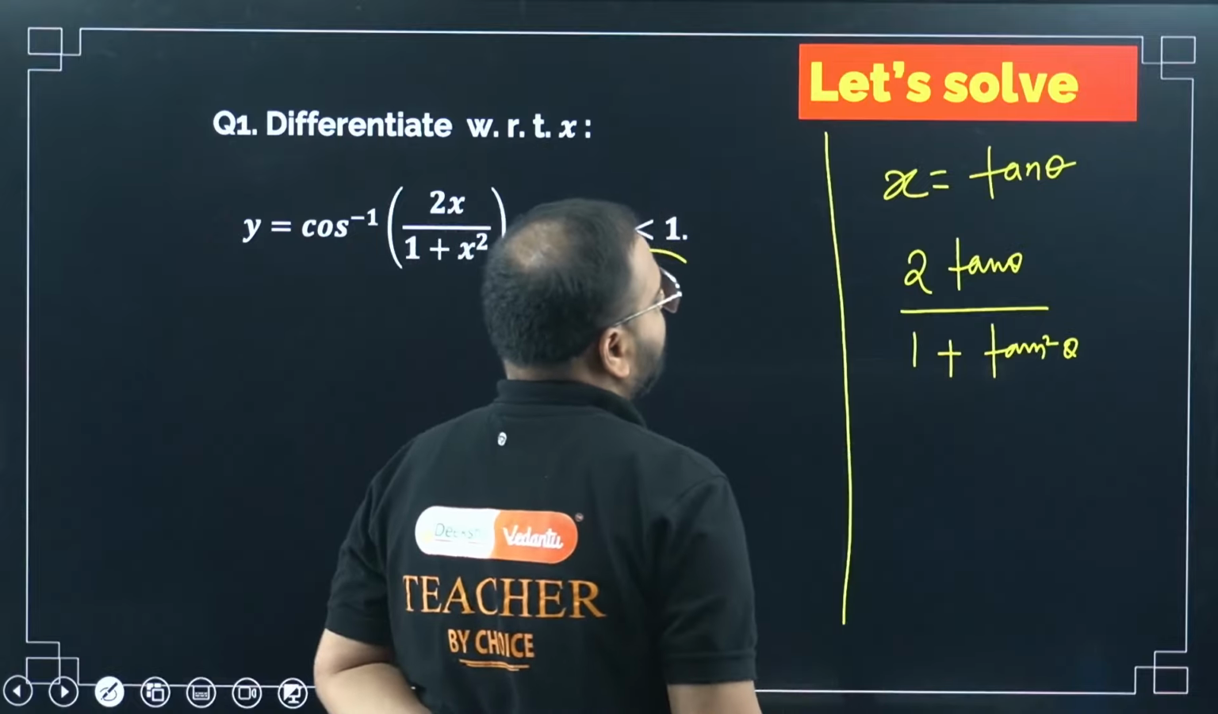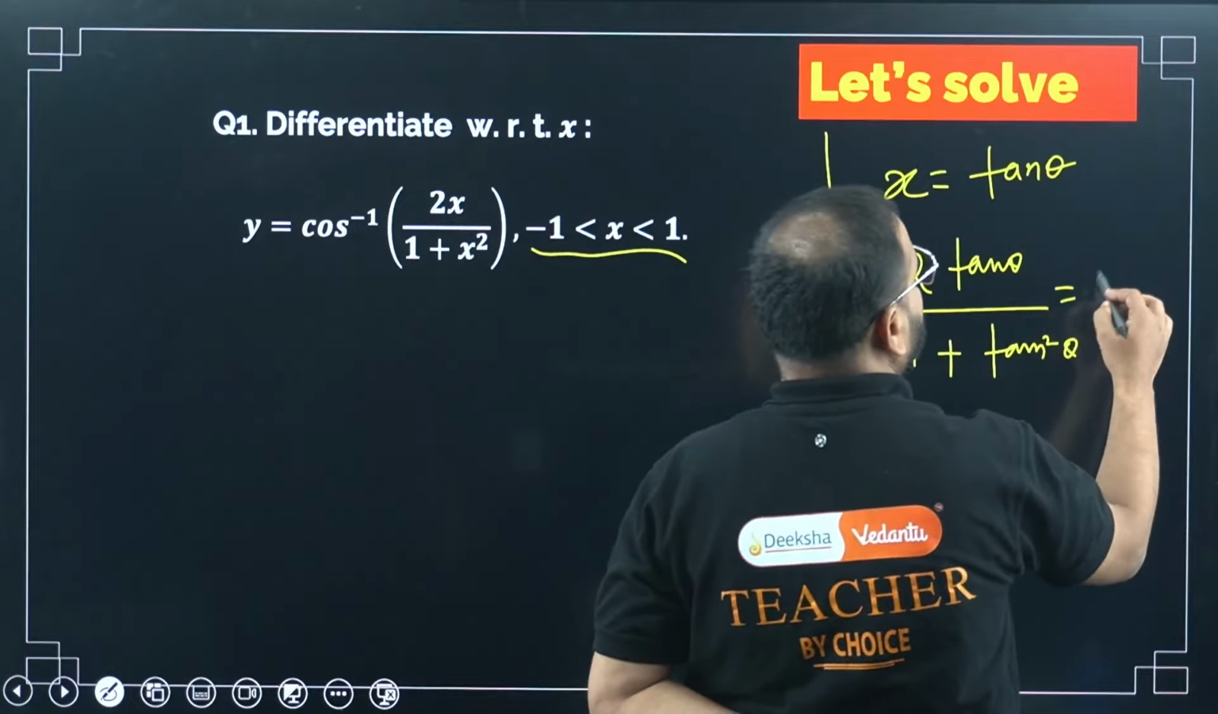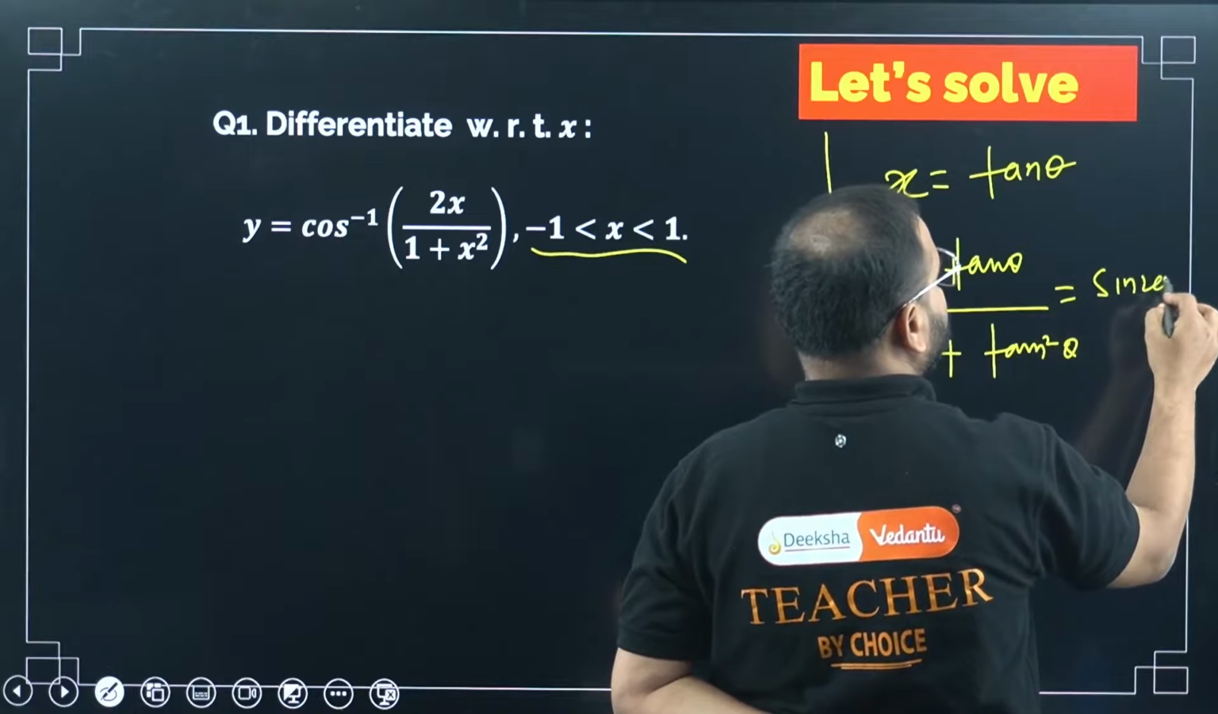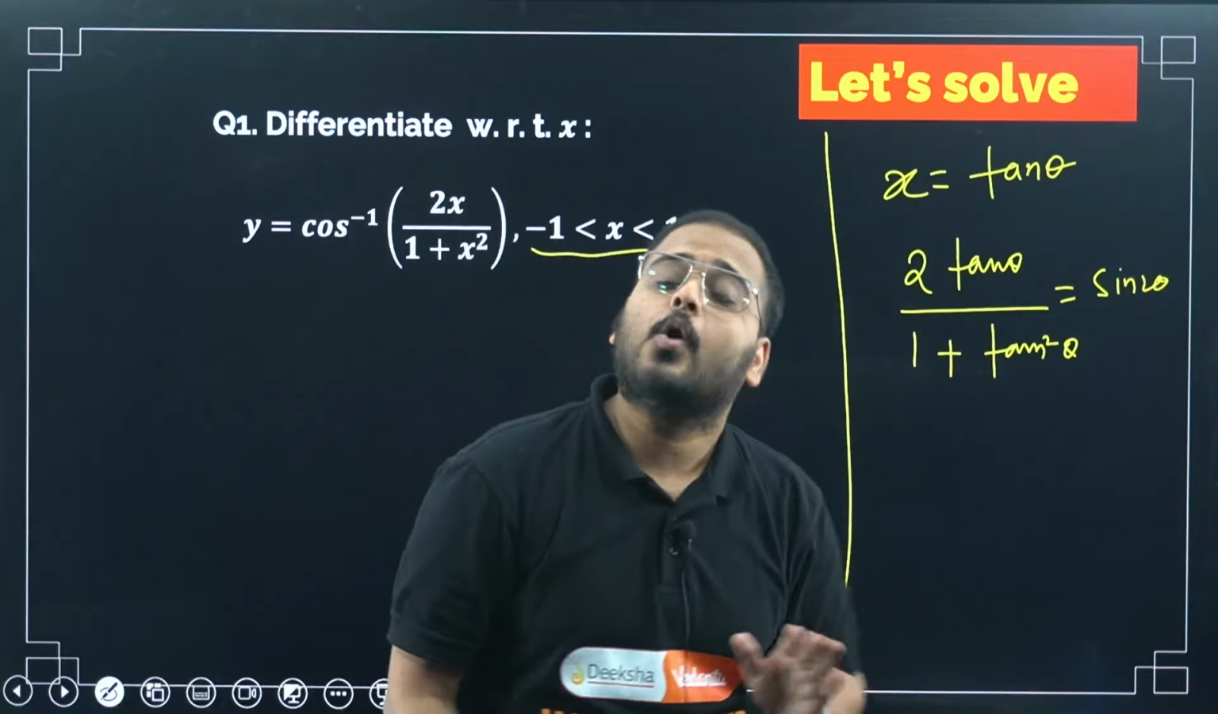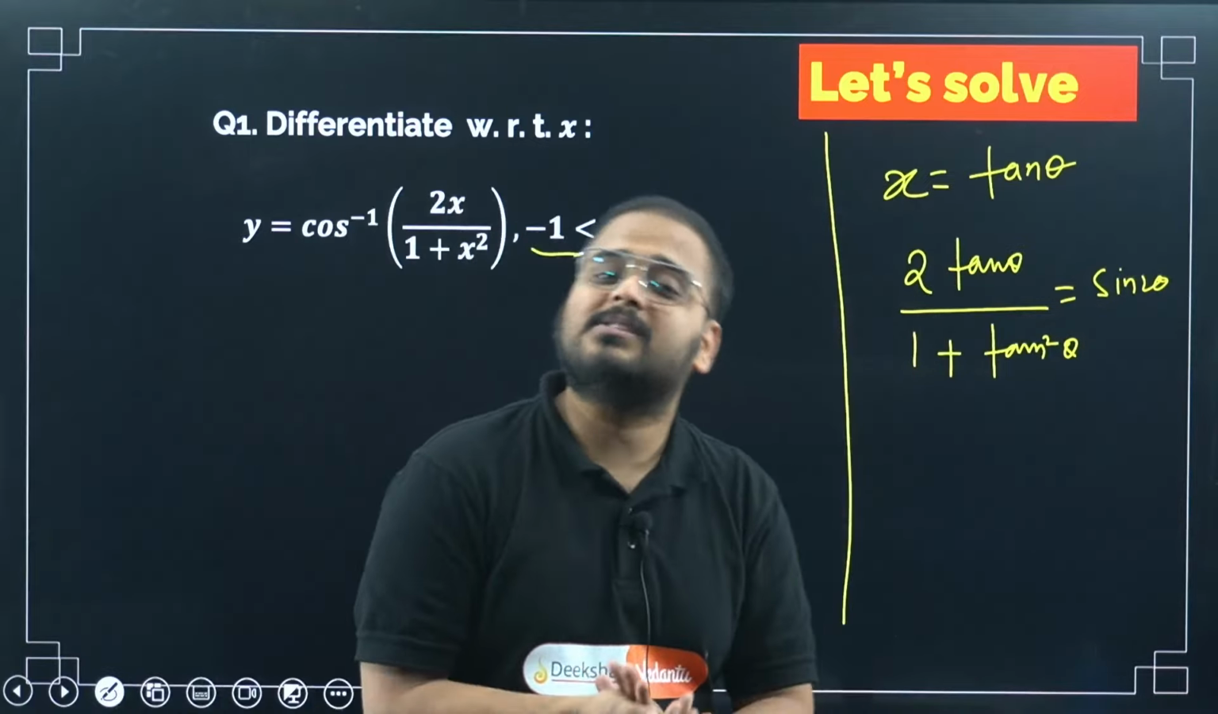What is 2 tan theta upon 1 plus tan square theta? If you remember, this is nothing but sine 2 theta. The formula of sine 2 theta in terms of tan is 2 tan theta upon 1 plus tan square theta. Again I said, it is very important to know all the formulas, wherever they are. Then I can replace the thing in the bracket by sine 2 theta.